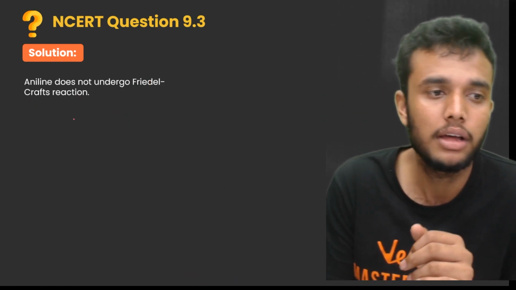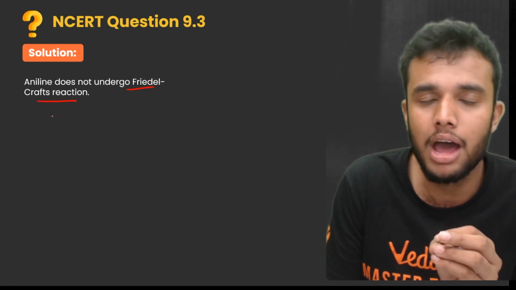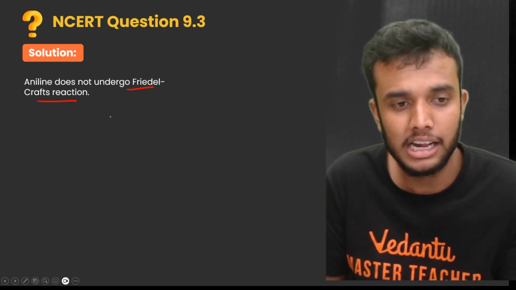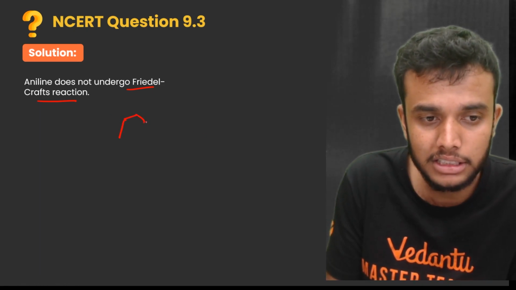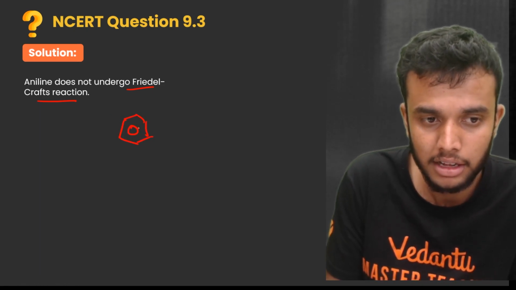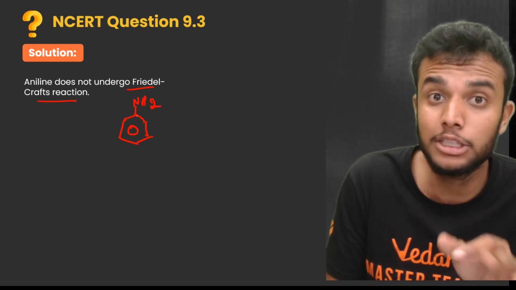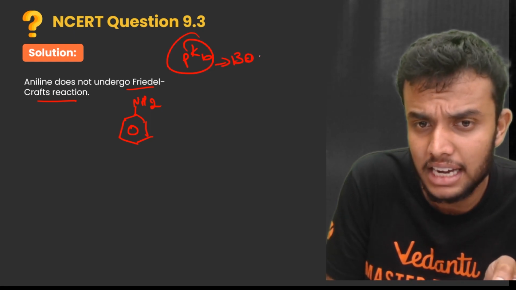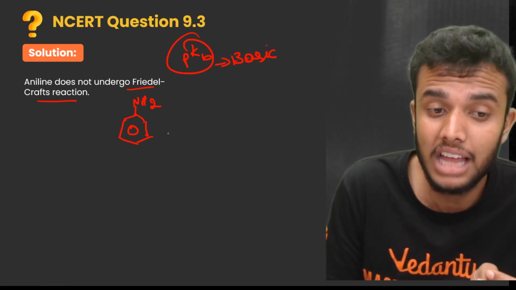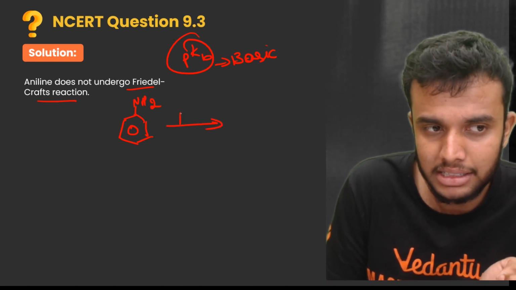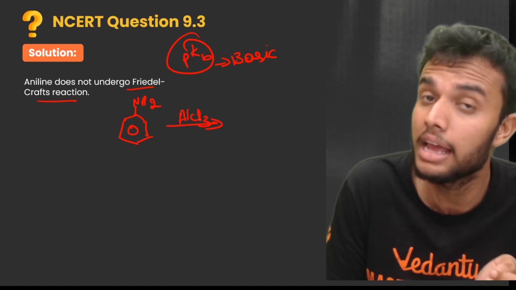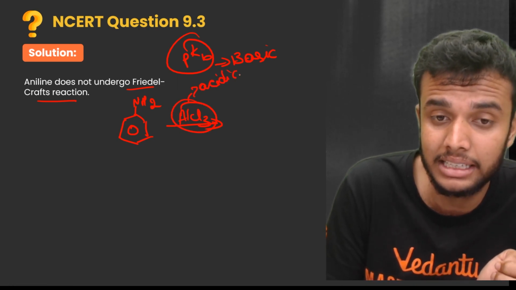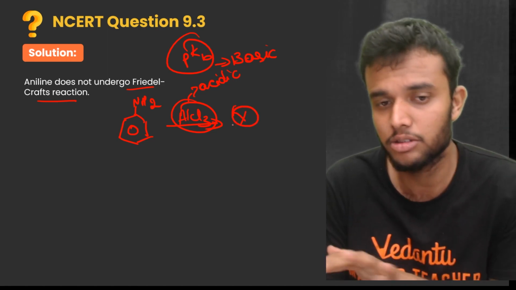Okay, students. Next one. Aniline does not undergo Friedel-Crafts reaction. It's a very easy question. This is the structure of aniline, right? Why? We already know the NH2 group has a high pKb value, meaning it is basic in nature. Friedel-Crafts uses aluminum chloride, and AlCl3 is an acid, so it acts under acidic condition. That's why the Friedel-Crafts reaction does not happen.